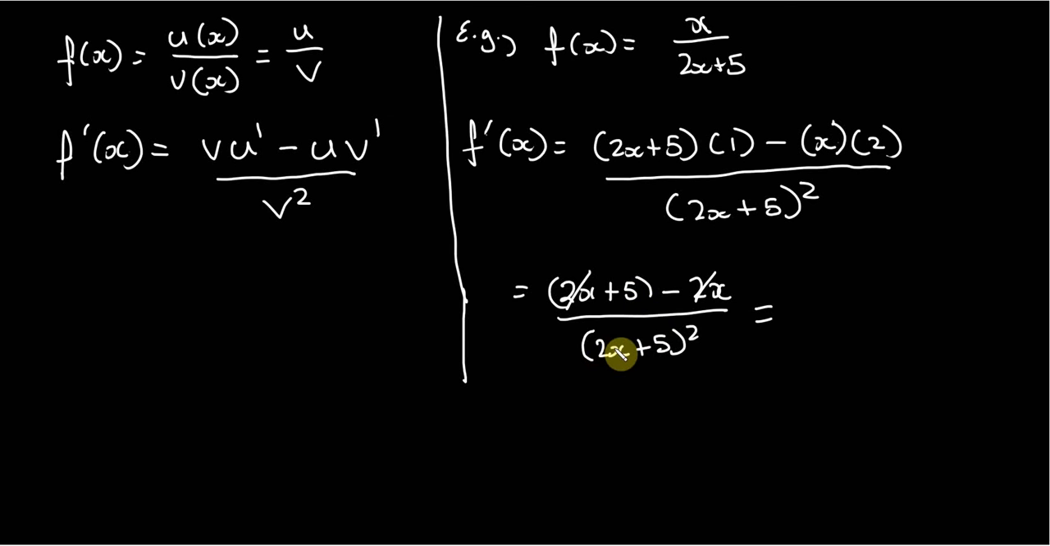There's not a lot else we can do. I suppose that's what I meant: when you're given much more complicated functions than this, the trick can sometimes be just in the simplification. You can end up with lots of terms, but in this case it simplifies nicely. We've got a 5 up top, and just our 2x plus 5 squared at the bottom.